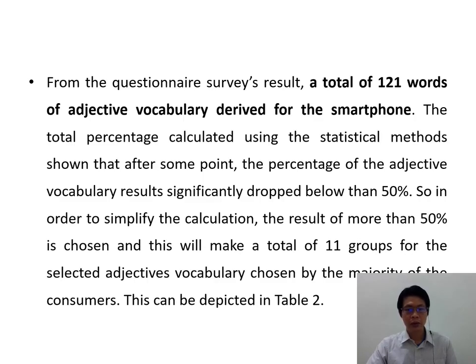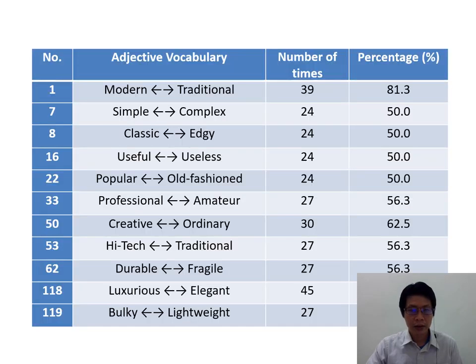So in order to simplify the calculation, the result of more than 50% is chosen, and it will be a total of 11 groups for the selected adjective vocabulary chosen by the majority of the customers. This can be depicted in Table 2. Here is a table showing the adjective vocabulary with the 11 groups.